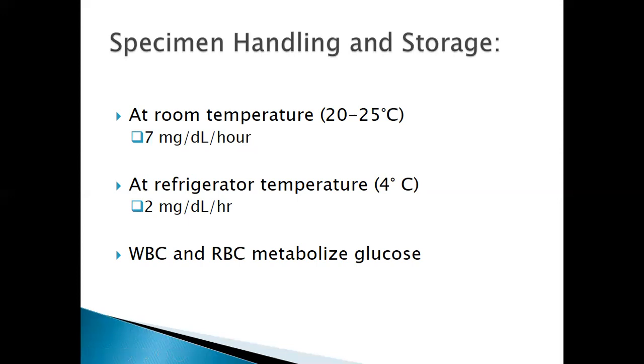Now, if you refrigerate the sample at 4 degrees centigrade, from 7 you now have a much lesser decrease in the value of glucose in the sample. We must take note also that we analyze specimens which are not contaminated with WBCs and RBCs. That's why the most preferred specimen for glucose determination is serum, devoid of any cellular elements. Why? Because these cellular elements would actually metabolize or use glucose, giving us false decreased results.